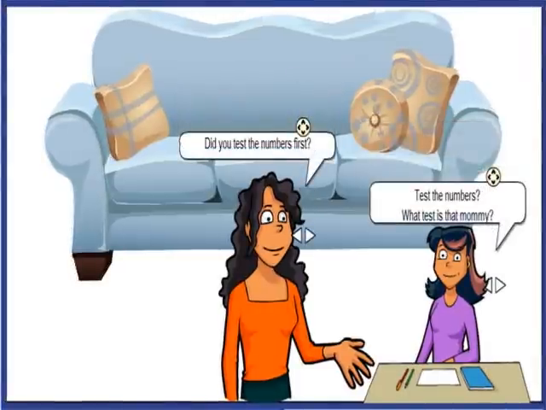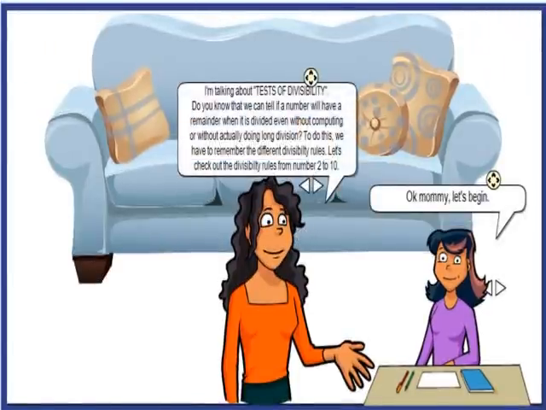Did you test the numbers first? Test the numbers? What test is that, Mommy? I'm talking about test of divisibility. Do you know that we can tell if a number will have a remainder when it is divided even without computing or without actually doing long division? To do this, we have to remember the different divisibility rules. Let's check out the divisibility rules from number 2 to 10. Okay, Mommy, let's begin.